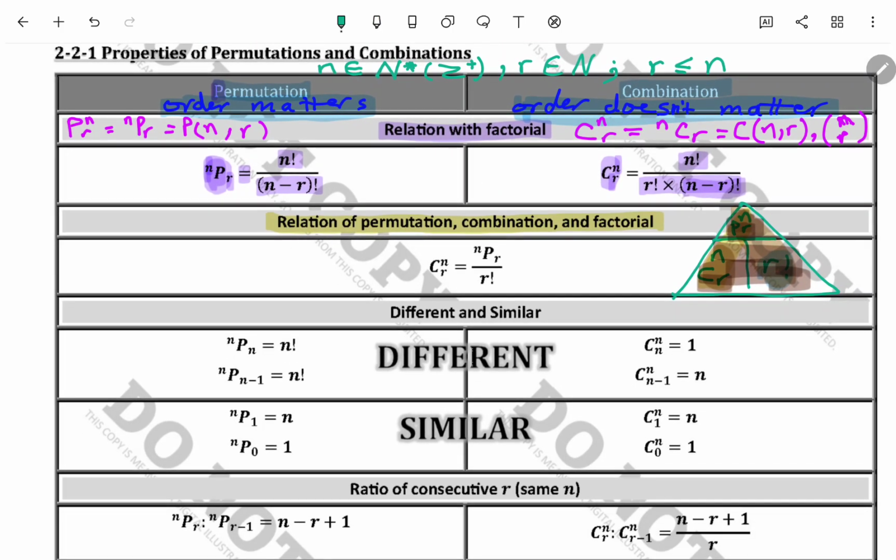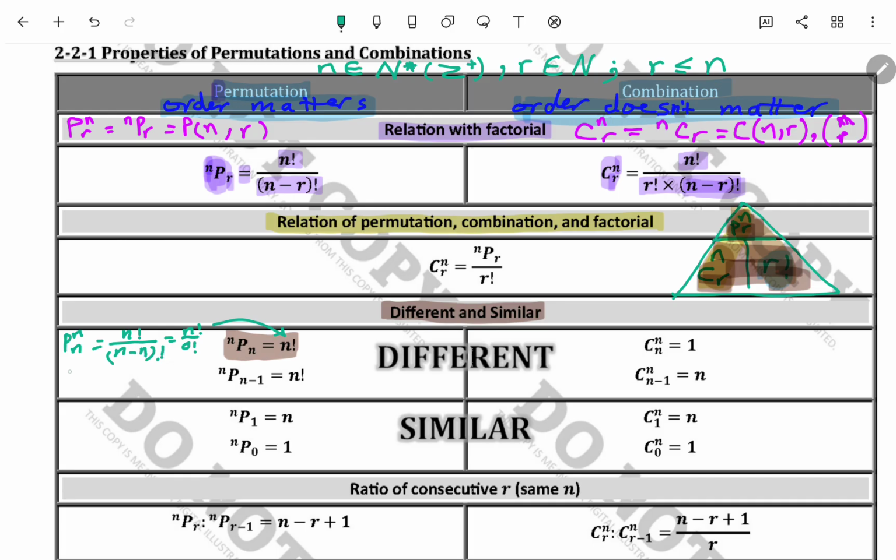Now, let's think about the differences and similarities between them all. If you would like to think about n permutation n, that will give you n factorial. Proving it by the factorial rule, n permutation n equals n factorial divided by the difference between up and down, and that will give you 0 down, so n factorial divided by 0 factorial, which is 1, will give you n factorial.